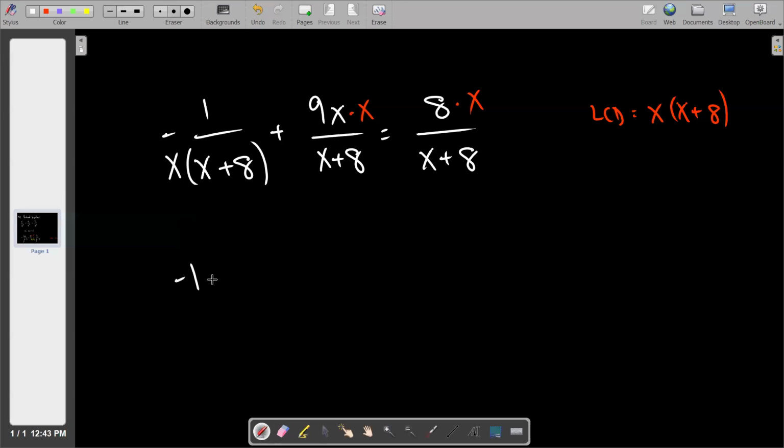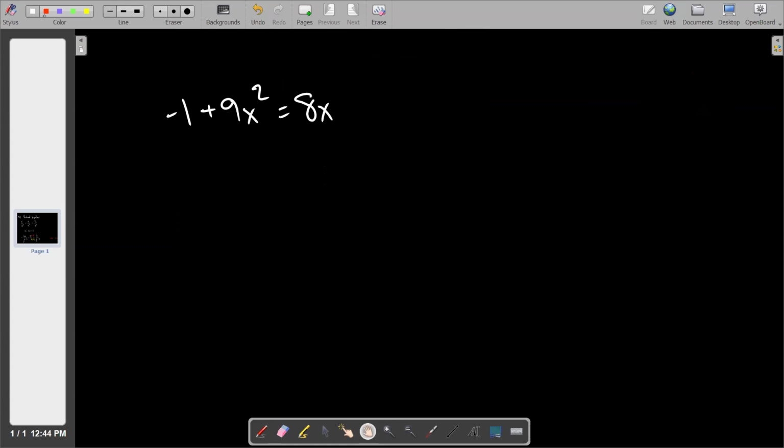We get -1 plus what? 9x squared equals what? 8x. And then our quadratic training kicks in and we remember, just like robots, put it all on one side, set it to 0, factor, solve. So we're going to choose the left side this time because that's where 9x squared is positive. We don't want to wreck that. So 9x squared, and then what goes after that? Minus 8x minus 1.